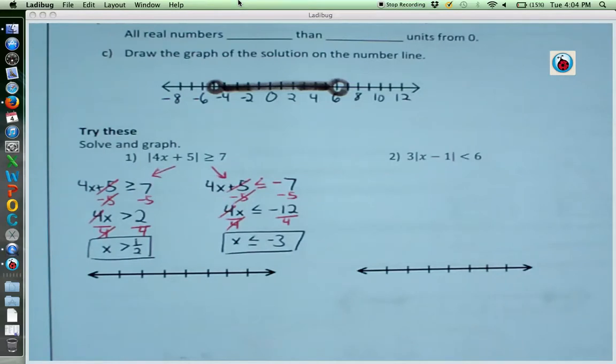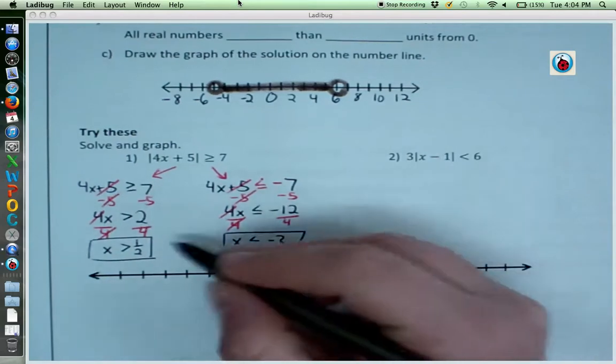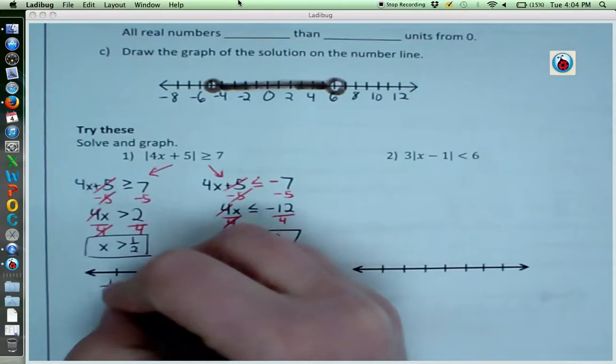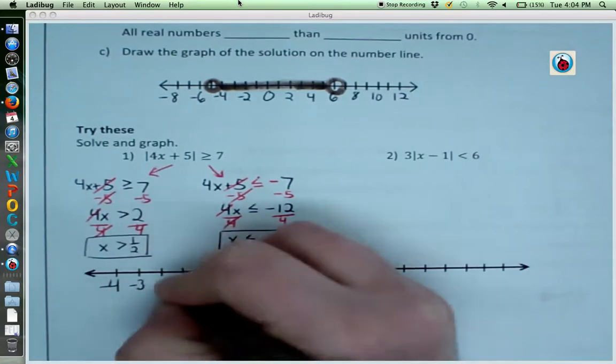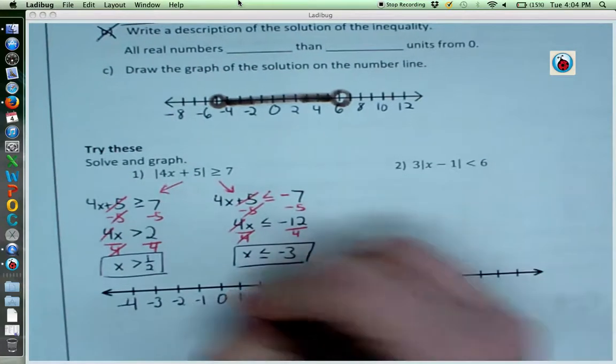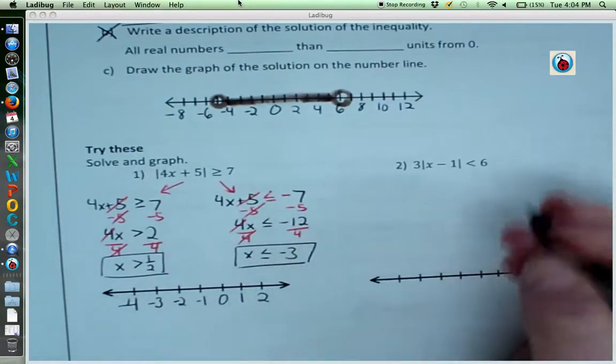All right, I'm going to make a number line. I want to make sure that -3 is part of my number line, also 1/2. So I'm going to start at -4, count up to -3, -2, -1, 0, then +1, +2.